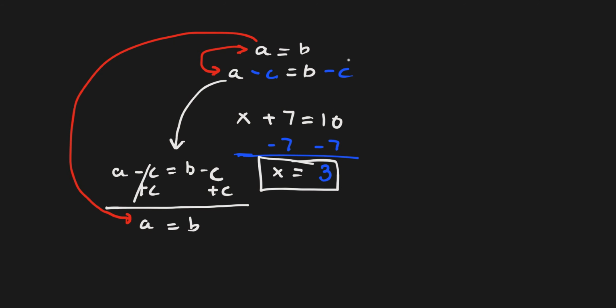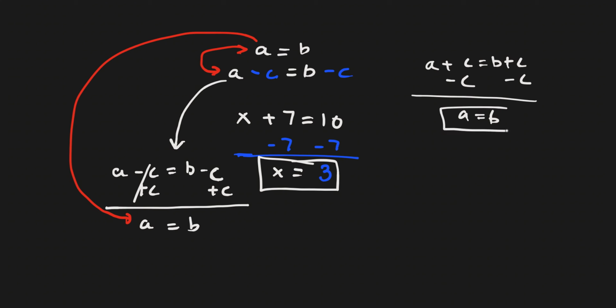Now, if we look at the other one that we covered in the previous video, a plus c is equal to b plus c. If we were to subtract c from both sides of the equation, and this is using the subtraction property of equality, of course, we would have a equaling b, which is again something we had in the previous video. So that's the subtraction property of equality.